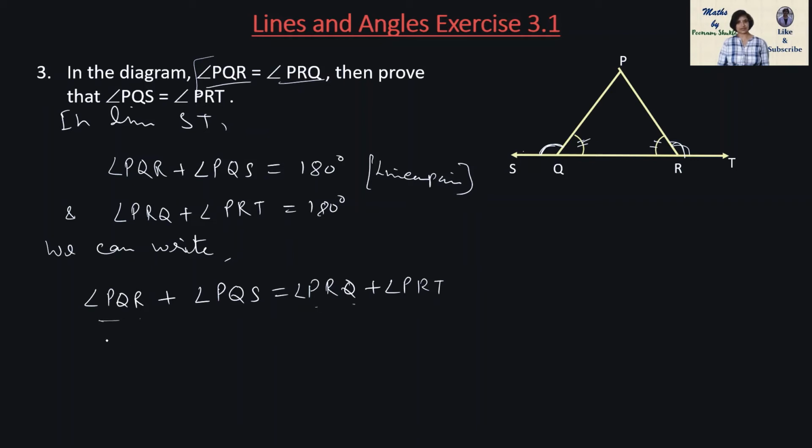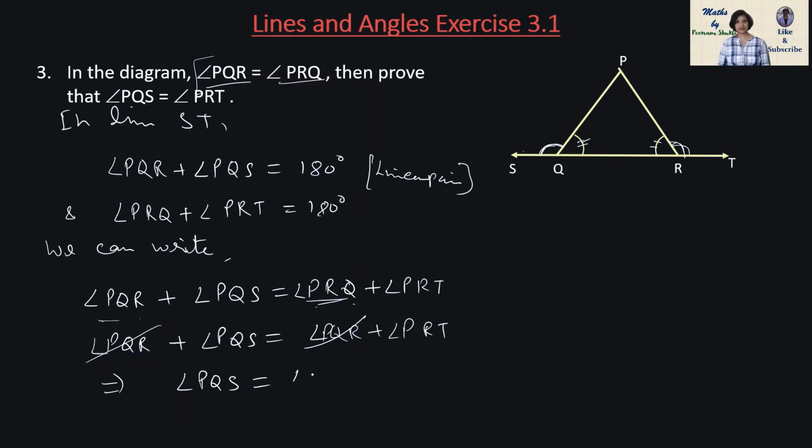So I am writing it same, PQR plus angle PQS equals angle, here also I am writing PQR plus PRT. Now this is same, this will be cancelled. So what we will get? We will get angle PQS equals angle PRT. So this is hence proved.